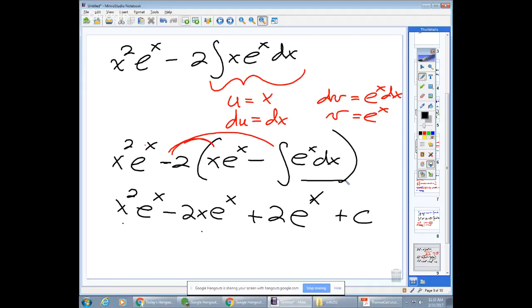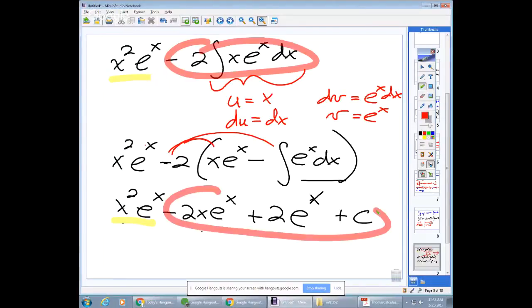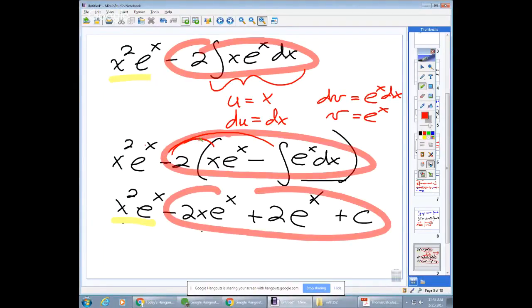Now, just to double check here, this x squared e to the x is that one right there. I just brought that down and then switching colors. This part right here is this part right here. Yeah, good question.